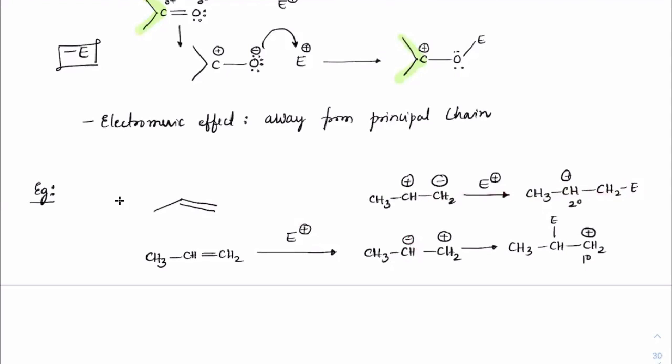The first route, right? So this path. Everybody understood this? We'll call this path A and this one path B. So the first path is more preferable. Hence, the product you get from it is the major product and the other is the minor product. This can be asked in exams, like which of them will form as a major product and which as a minor product.